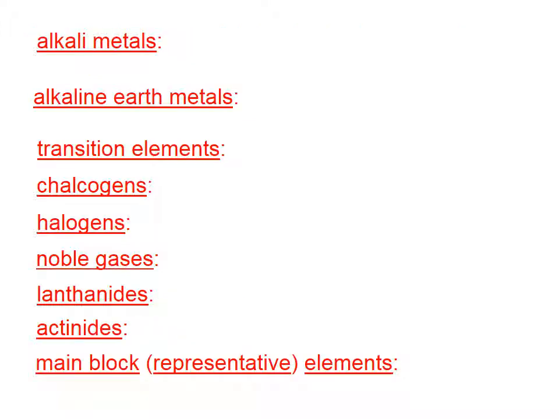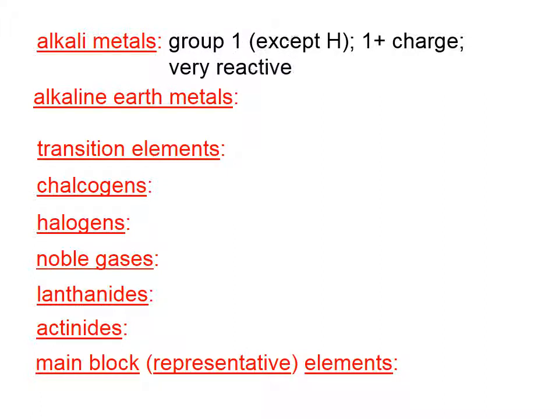Here are some of the different regions of the periodic table. The alkali metals are the group 1 elements, except hydrogen. Hydrogen in the upper left is not an alkali metal. The alkalis tend to lose one electron, and they are quite reactive.